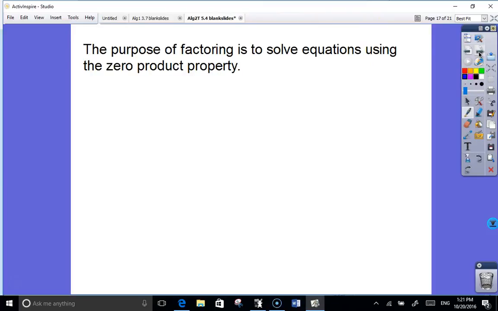So we factor as a means to solve equations with zero product properties. So that's what we're going to do now. Got a couple more slides where we actually solve the equation.